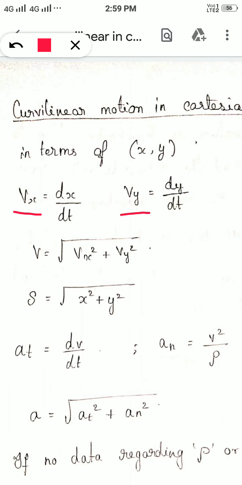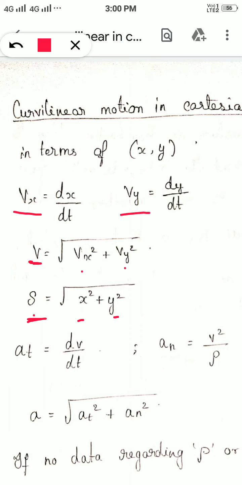When we differentiate x with respect to t, we will get Vx, and when we differentiate the y point with respect to t, we will get Vy. The whole V will be the square root of Vx square plus Vy square. Then we have to calculate S. What is S? It is called your distance parameter. To calculate the distance parameter, it is the square root of x square plus y square. This is all your first thing.